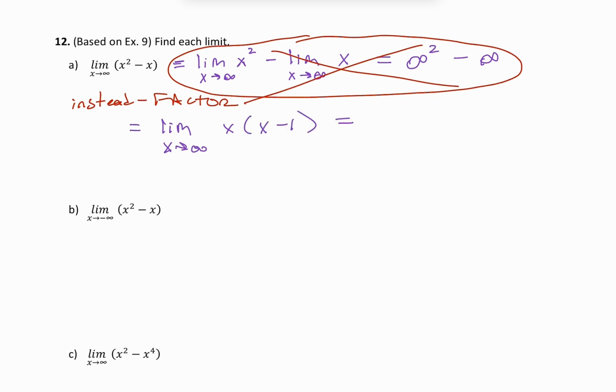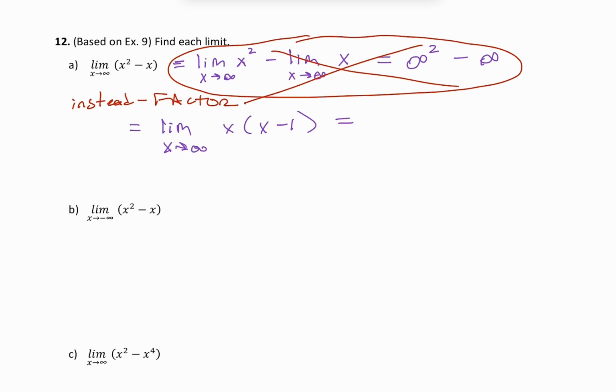And I know it's going to go to infinity because it's a polynomial, and polynomials go to infinity. They don't have any restrictions. They go forever in both directions, left and right. I just need to know if it's going to go up or down at the end. So as x goes to positive infinity, what happens?